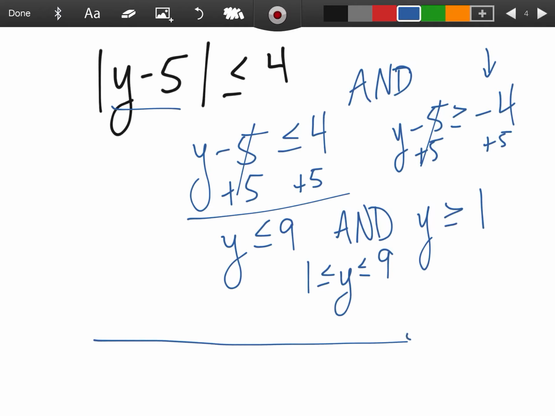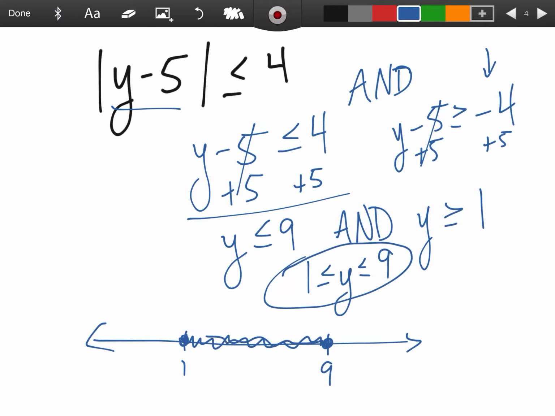And I throw this on the number line. Here's 1. Here's 9. Both of them are filled in. And because it's a less than, I'm going between them. I can also look here and clearly see, all right, I need to go between the two values.